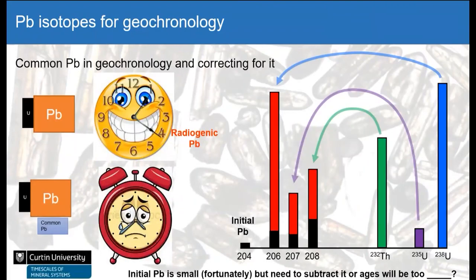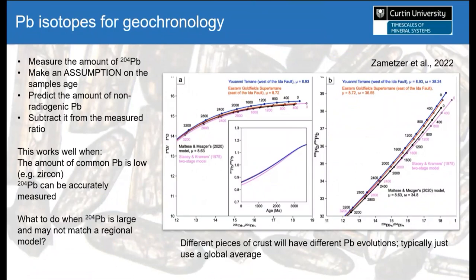The obvious answer here is that if we need to subtract initial lead or common lead and we don't do that, our ages will be too old. Pete talked on this. The idea here is that we have some sort of lead evolution models that describe how the crust has evolved. Now, we need to think, are these lead models appropriate across the planet, or are they more regionally specific?